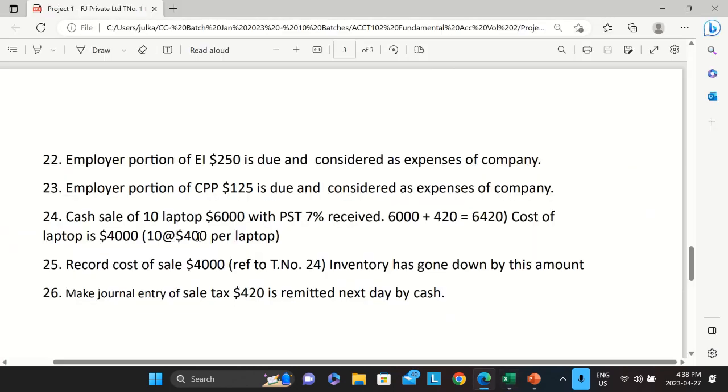Now we have 24th transaction, which is saying cash sale of 10 laptop, like $6,000 with the PST. PST is the provincial sale tax, so 7%. That is the receipt. It means $6,000, 7% of 6,000, that will be 420. Whenever the company RJ Private Limited is going to sell something, right, they will receive not only $6,000, the selling price, but also the 420 as well. It means 6,420 will be received by RJ Private Limited in the form of maybe a cash or a bank, right? So here the cash sale means the cash is received. It means we will write here 6420 as a cash received.